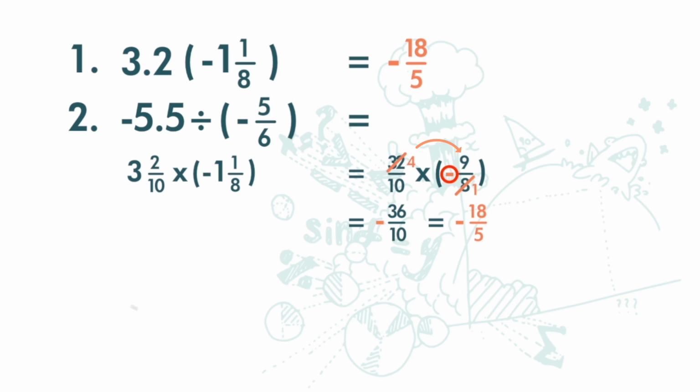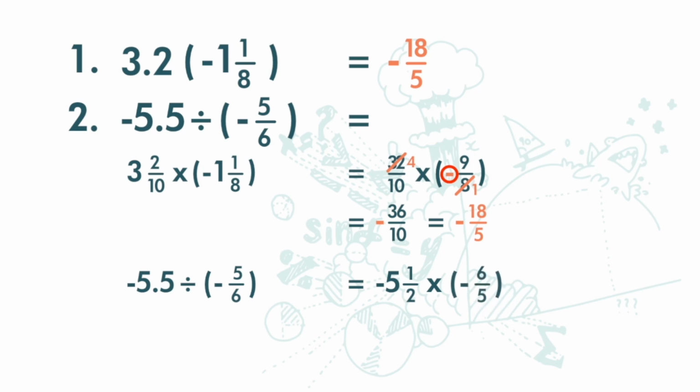The next one is -5.5 divided by -5 over 6. In this case, it's easier to change the decimal to fraction. So -5.5 becomes -5 and 1 over 2. And then we change the division sign to multiplication and flip the second fraction over and get -6 over 5. Next, we convert this fraction to improper fraction. 5 times 2 is 10, plus 1 is 11, times -6 over 5.